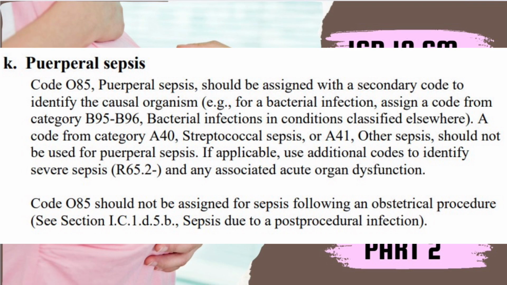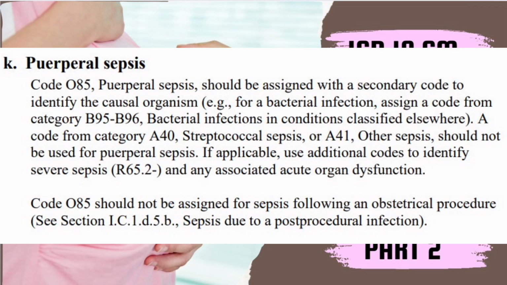So you'll be coding from the series O85, which is puerperal sepsis. You should be coding this, and there should be a secondary diagnosis identifying the causal organism, like any bacterial infection. You'll be coding from the B95 to B96 series. That kind of secondary additional diagnosis to denote the causal organism should be coded with the puerperal sepsis.